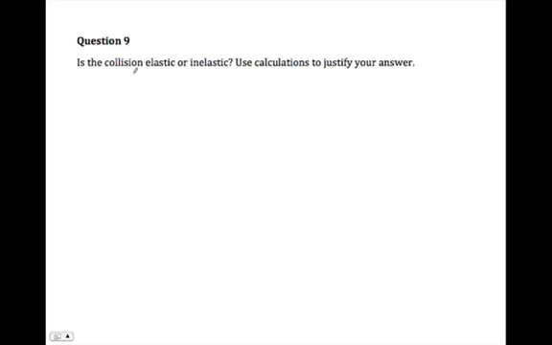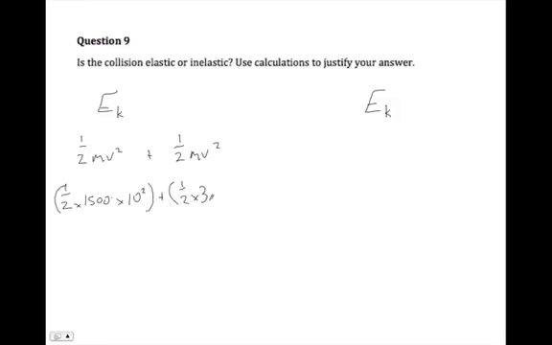Question 9, is the collision elastic or inelastic? Okay, so we need to work out the kinetic energy before and compare it with the kinetic energy after. So the kinetic energy before, we've got two things travelling, half mv squared of vehicle A plus half mv squared of vehicle B. So vehicle A was 1,500 kilograms times 10 metres per second squared plus half times 3,500, we'll just work that out, times minus 10 squared.